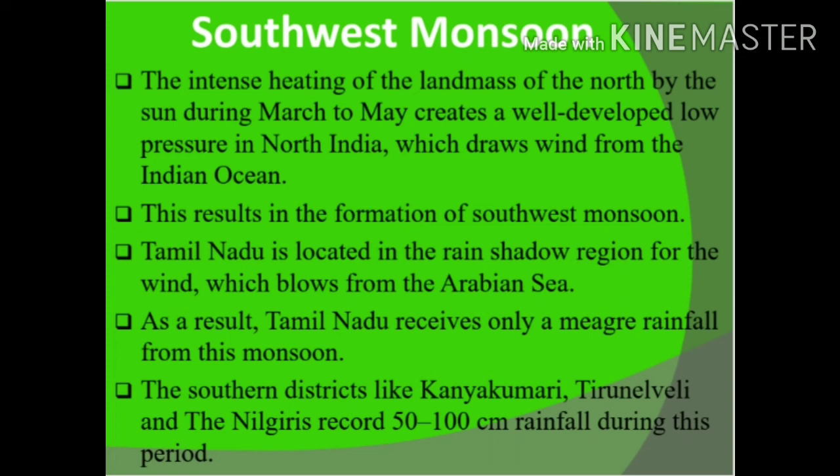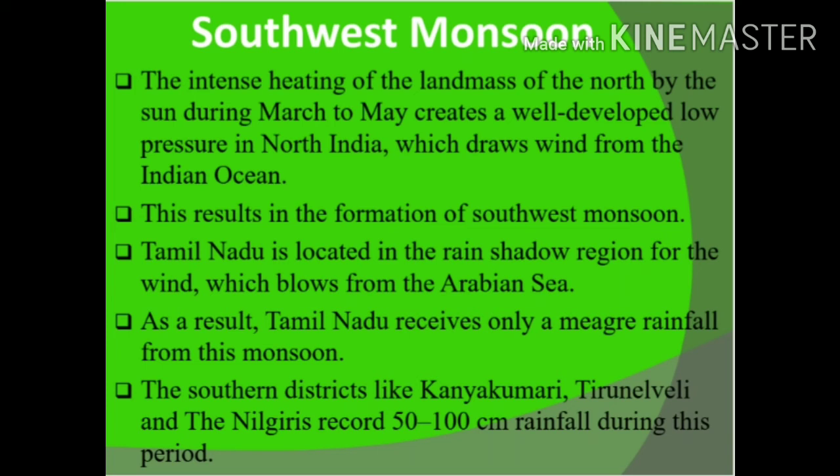And now consider our Western Ghats. It acts as a boundary between Tamil Nadu and Kerala. So Kerala is considered the windward side and Tamil Nadu is considered the leeward side, or rain shadow region. Rain shadow means that on the western side of the Western Ghats, that is in Kerala, they get heavy rainfall, but on the eastern side of the Western Ghats, that is in Tamil Nadu, we have only a rain shadow. We get only minimum rainfall in this southwest monsoon.